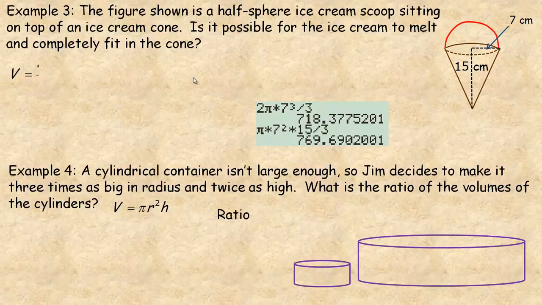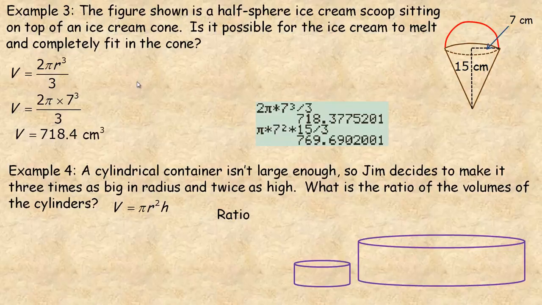And so we want to find the volume of the hemisphere, the half a sphere, and the volume of the cone. And so now remember, that was the volume of a sphere. If we want half of it, we divide the 4 by 2. So it'll actually be 2 pi r cubed over 3. So that's going to be the volume of the hemisphere. So we substitute 7 in place of r, and the volume of the ice cream half scoop is 718.4 cubic centimeters.